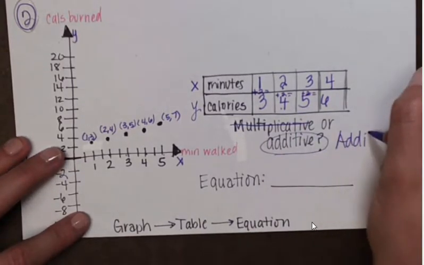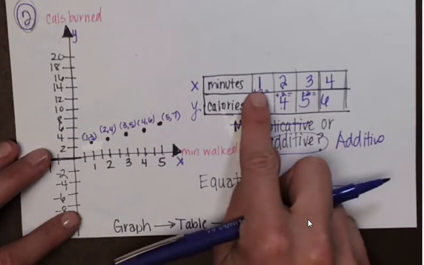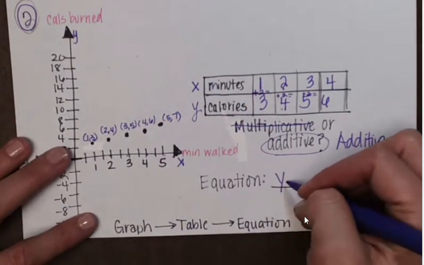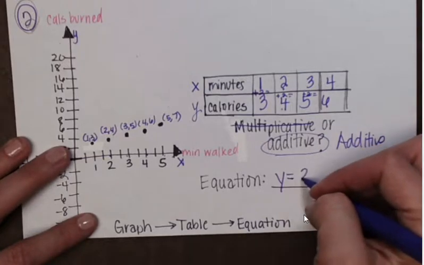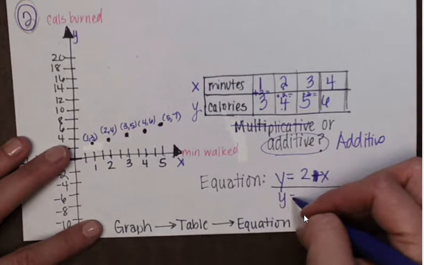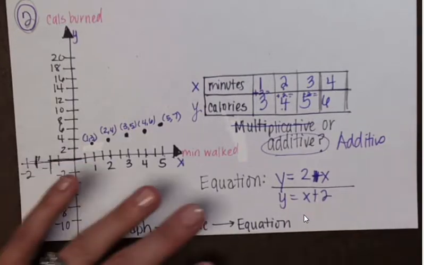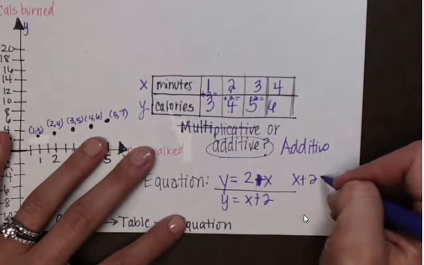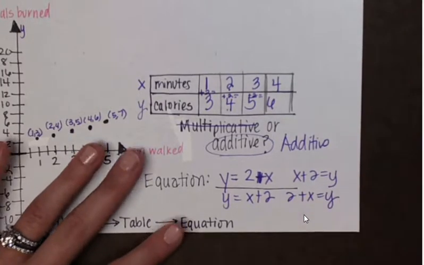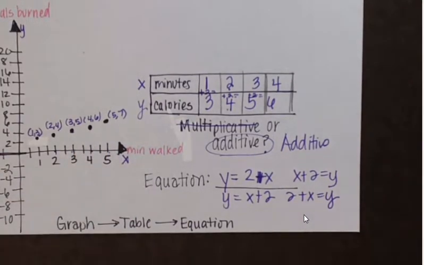And we just found our equation. What are you doing to the X each time? You're taking the X value and adding 2. So this would be Y equals, you can write 2 plus X. Or you can write Y equals X plus 2. You can even write X plus 2 equals Y, or 2 plus X equals Y. All of them are acceptable addition. The order doesn't matter. Okay, so we just went graph, table to now equation.